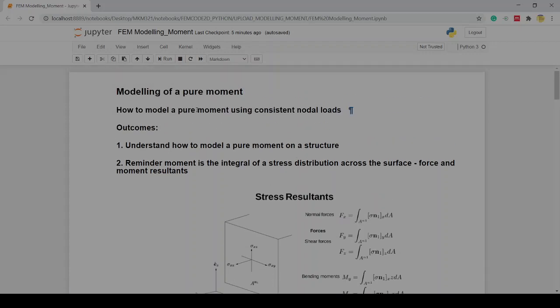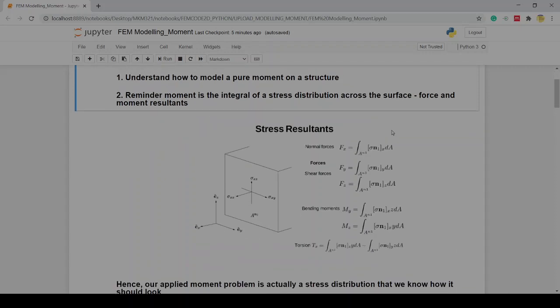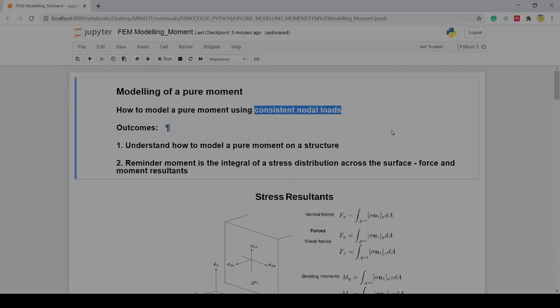So what we're going to be focusing on is how do we do pure moment, how do we convert a pure moment into consistent nodal loads so that we get the response that we expect to see. Okay, so if we have a bar with only a pure moment, we expect to see no shear, no other stresses except for the sigma xx stress that we should see. How do we model it to, as a matter of fact, see that?